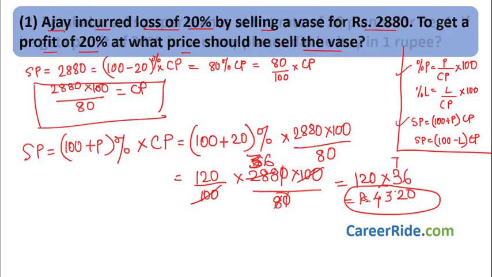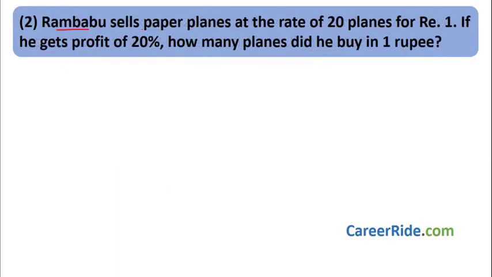Going to question number 2. Ram Babu sells paper planes at the rate of 20 planes for rupee 1. If he gets a profit of 20%, how many planes did he buy in 1 rupee?